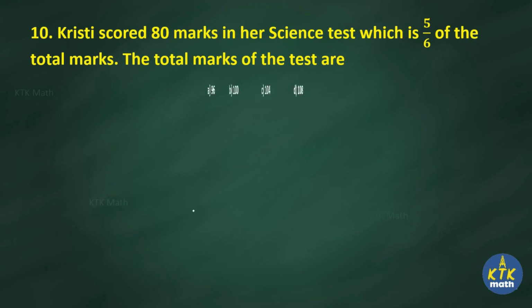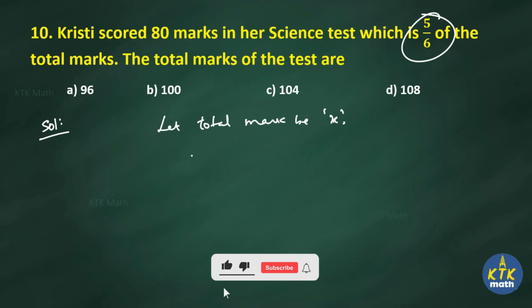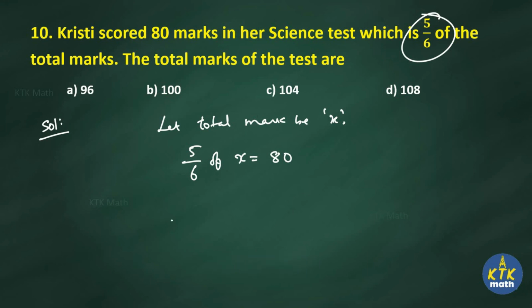Christy scored 80 marks in her science test, which is 5/6 of the total mark. Total mark. So this question is something direct. Let the total mark be some x. So what they are asking: 5 by 6 is 80. So 5 by 6 of x is 80. Then we need to find how many marks the total test was conducted for.